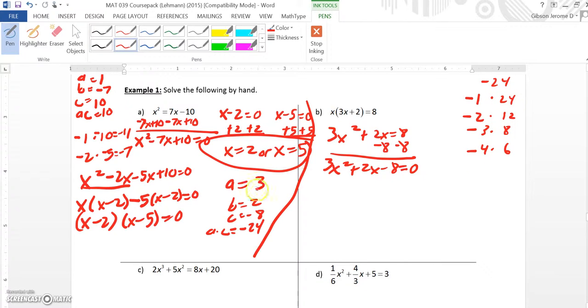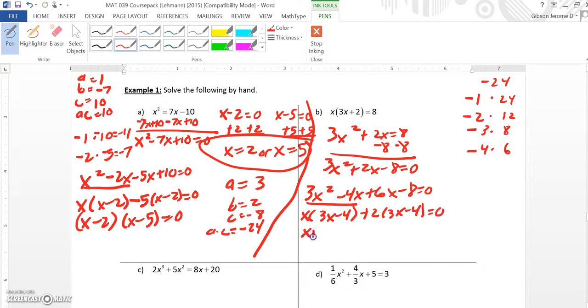Okay, so when we add these together, we want a b that equals 2, and we know that will be negative 4 and 6. So we will substitute in for 2x the negative 4 and positive 6, and then we will factor. 3x squared minus 4x, they have x in common, so it'll be 3x minus 4. 6x minus 8, they have 2 in common, and we add 3x minus 4. So we have x plus 2 times 3x minus 4, and it equals 0.